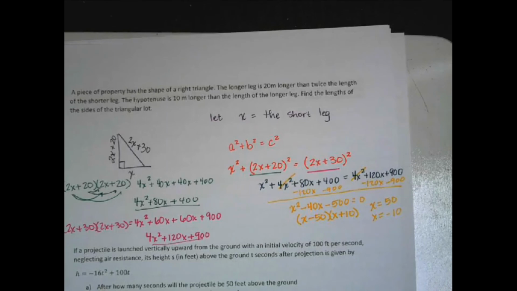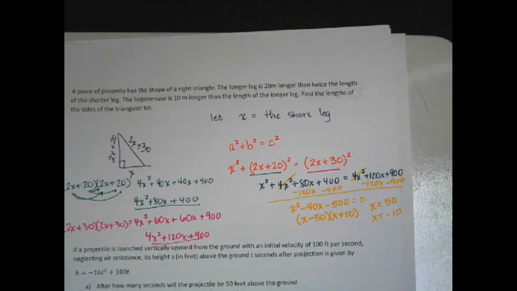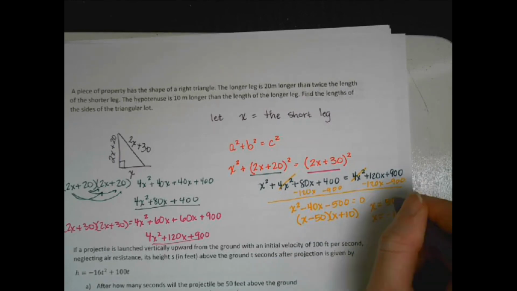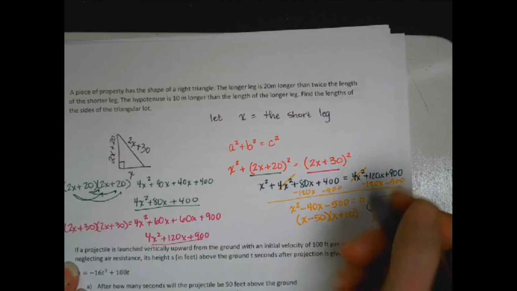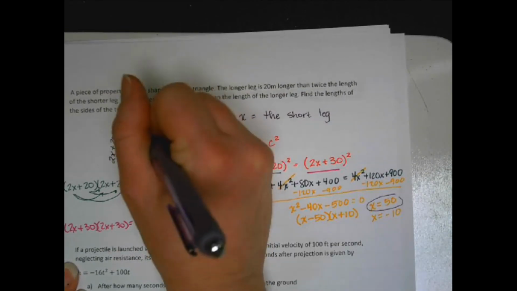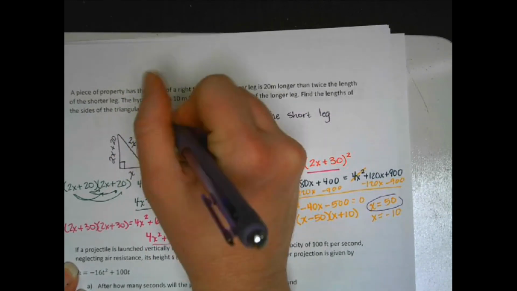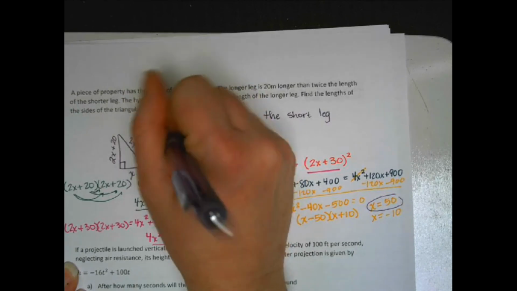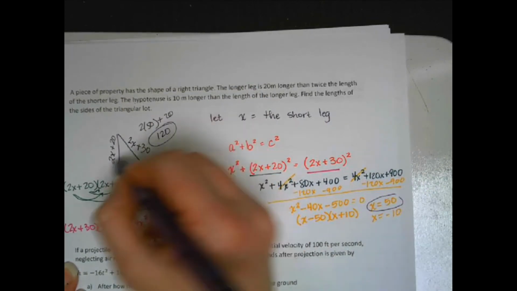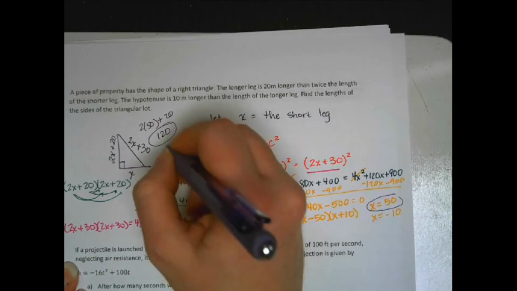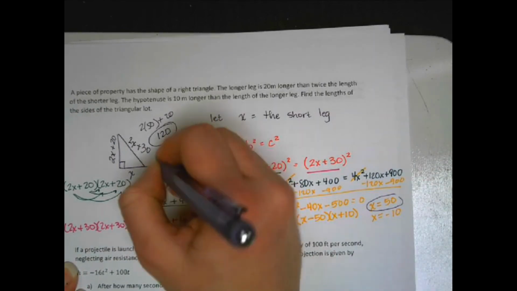Well, as far as the quadratic goes, that is true. But as far as this word problem goes, can I have a length of negative 10? It would be 50. It's just the 50. And then the problem also told me to find the lengths of all of the sides. So you've got to plug it in. The regular x is 50, the small side. The long leg is 2 times 50 plus 20, which is 120, and the hypotenuse is 130. You can do it for me on this one.